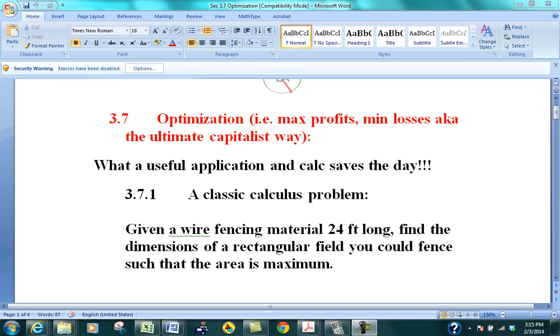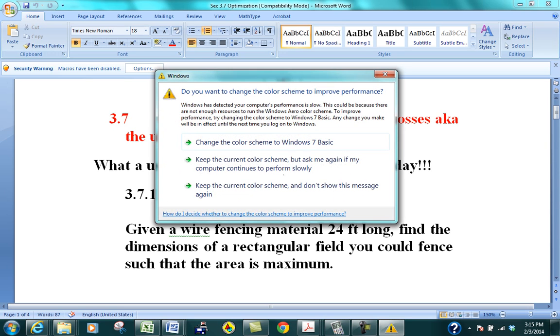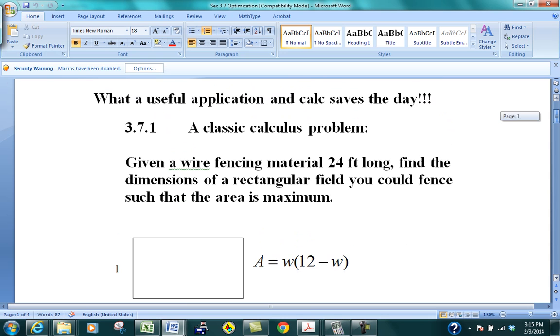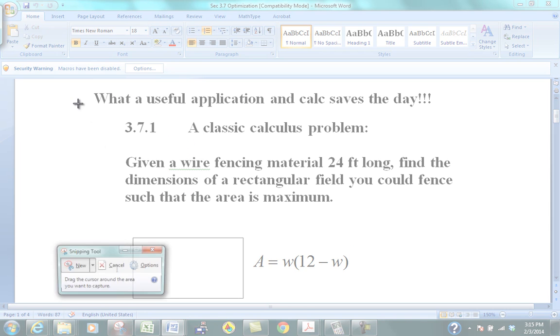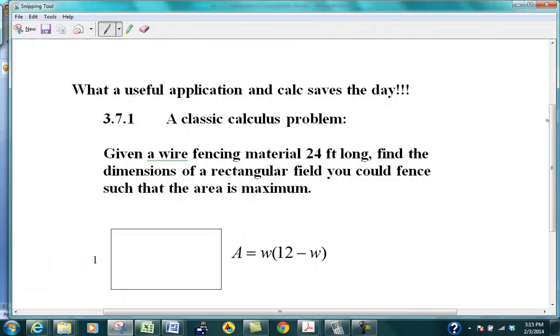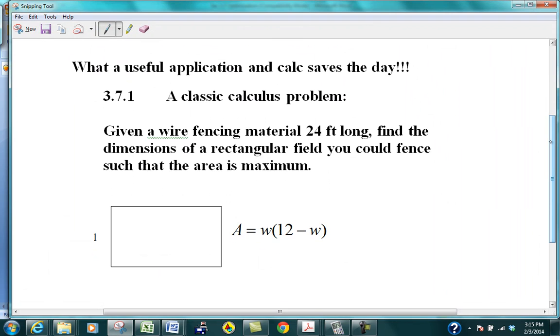So I'm going to start out with a problem that can really be done by Algebra 2. But we'll do it by calculus, and then we'll use Algebra 2, or really Algebra 0, to make sure that we are doing things correctly. So this is a problem, okay? You're given a wire fencing material that is 24 feet long, and you want to make a rectangle out of it, and you want to find the dimensions of the rectangle so that the area is a maximum.